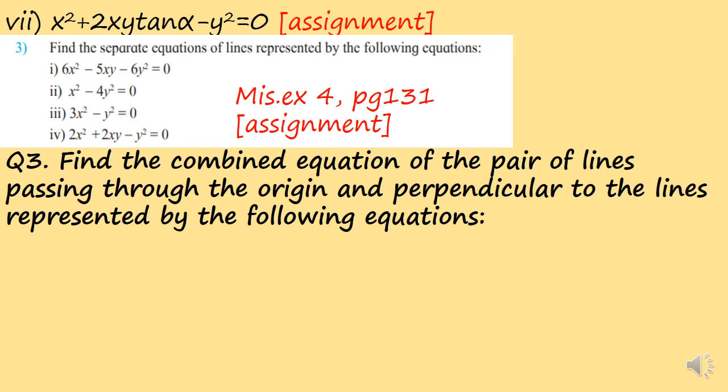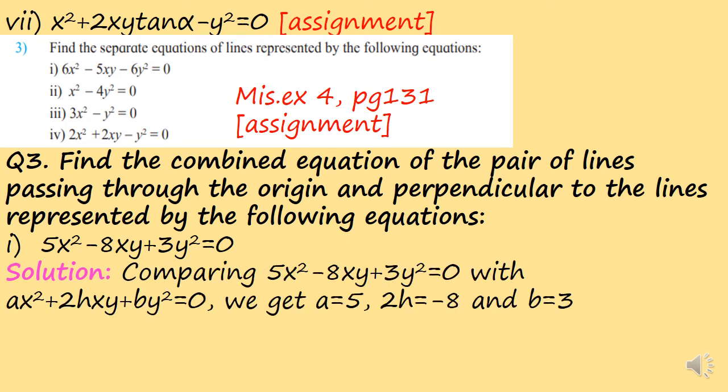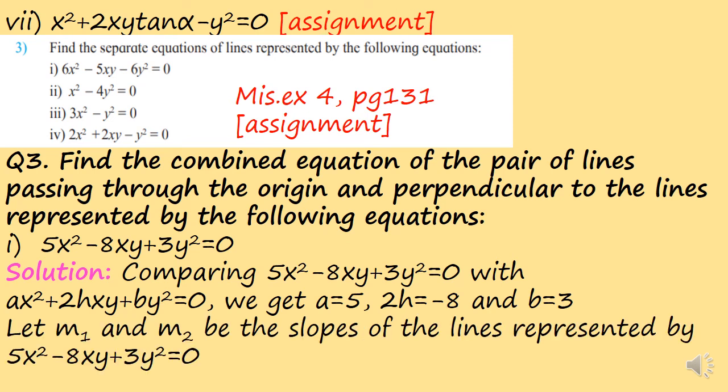So here the first equation, this is the pair of perpendicular lines, that is 5x square minus 8xy plus 3y square is equal to 0. Now compare this equation with ax square plus 2hxy plus by square is equal to 0. So we get a is equal to 5, 2h is equal to minus 8 and b is equal to 3. Now let m1 and m2 be the slopes of the given lines.